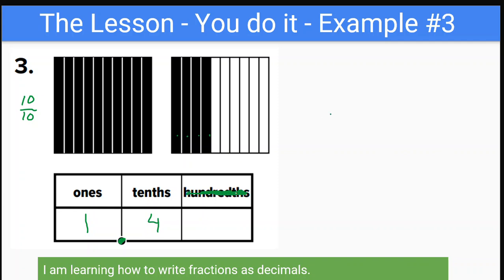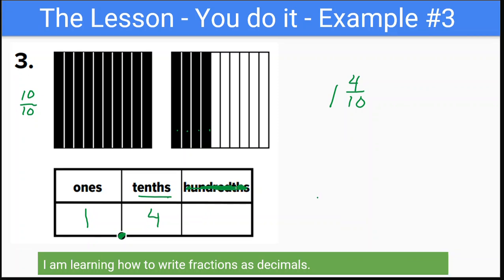So we read this one, you could write it as a fraction like 1 and 4 tenths. And you could write it as a decimal. 1, there's a 1 in the ones place, and a 4 in the tenths place. So we read it as 1 and 4 tenths. Okay? Kids, you're learning how to write fractions as decimals.